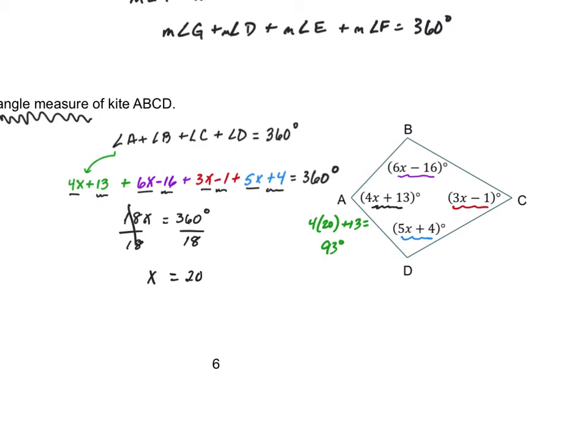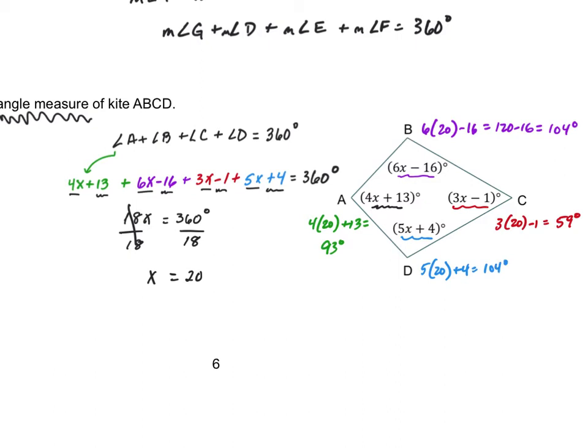When I go to angle B, I am going to have 6 times 20 minus 16, which is 120 minus 16, which is going to be 104 degrees. Angle C is going to be 3 times 20 minus 1, which is 60 minus 1, which is 59 degrees. And then finally, we have angle D, which is going to be 5 times 20 plus 4, which is 104 degrees, 100 plus 4.